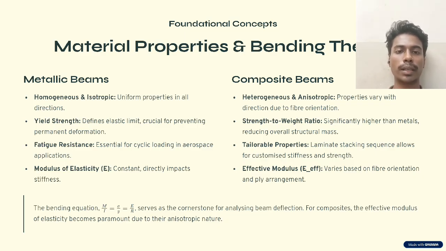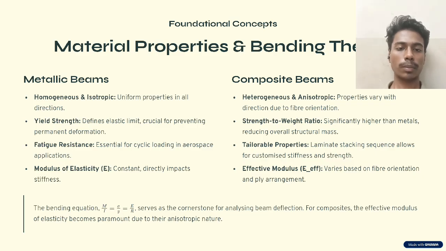Slide 4, material properties and bending theory. Let's start with the material properties. Metallic beams are homogeneous and isotropic. Their behavior is elastic and consistent, which makes it predictable. They also have well-defined yield strength and fatigue limit.